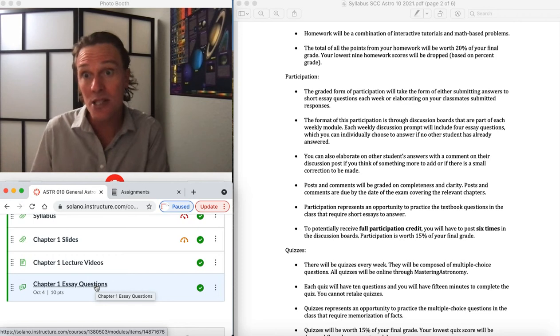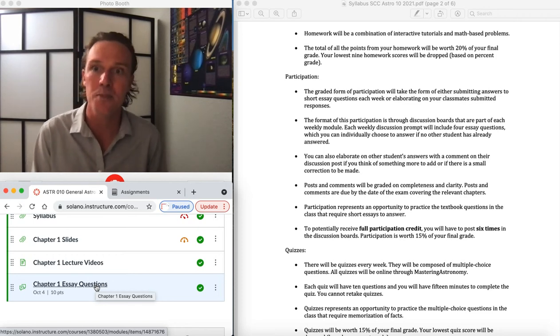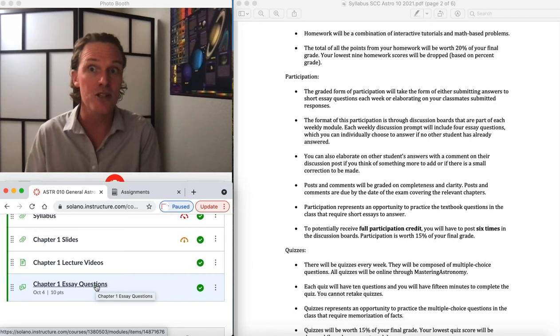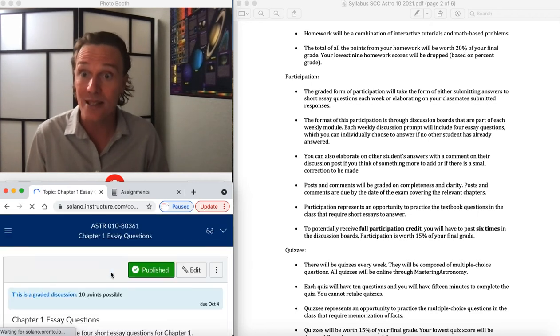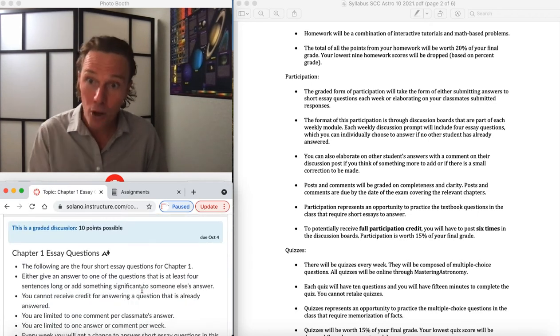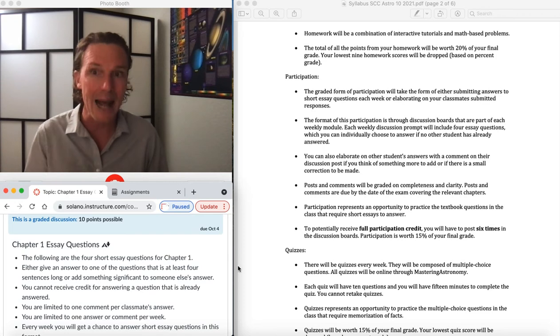Why do I call them essay questions? Because those same essay questions show up on the exam. So there's a reason to call them essay questions rather than just calling them participation. But again, the way you get participation credit is by answering essay questions within this forum, this discussion board. You're going to make posts. Those posts are going to be graded and you're required to do them. But how many and what's the deal with them? Well, let's read over the bullet points here.